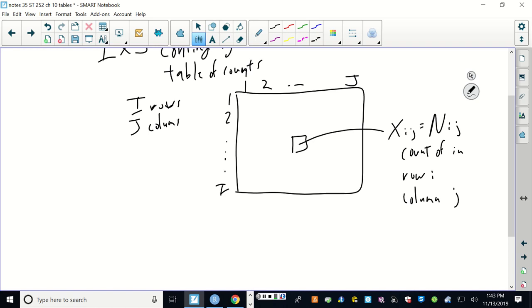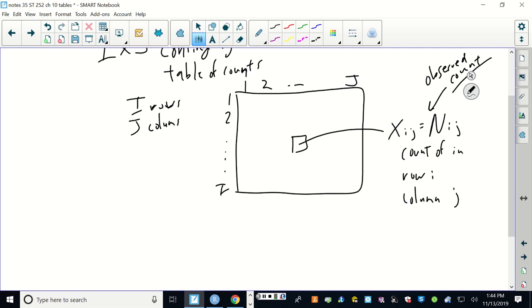And so this is the observed count that we get from cross-classifying our responses according to two factors, the row factor and the column factor. Right? And then we have hypotheses about, are these variables related to one another? So this is a two-way table.